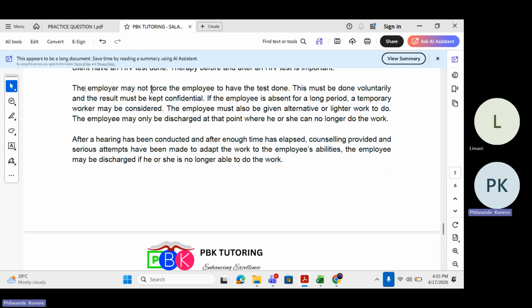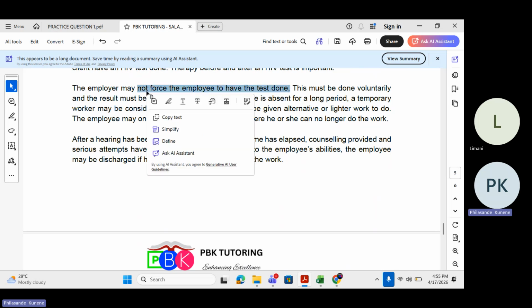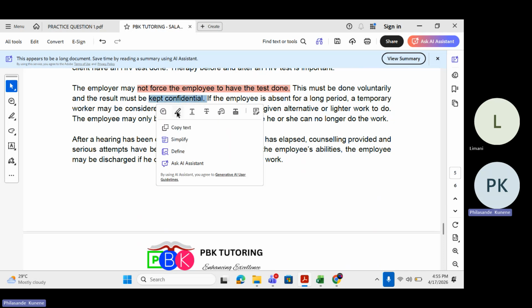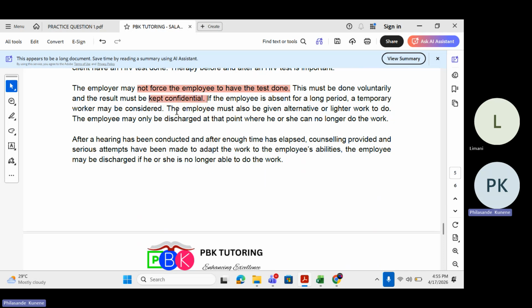The employer may not force the employee to have tests done. That is not allowed. This must be done voluntarily and the results must be kept confidential. If you are an employee, your employer has no right to force you to say, show me your HIV test results, or for any sickness, not just HIV only, anything, right? They have no right to see what your health conditions are. As an employee, you must be able to stand up for yourself and say, no, you don't have a right to see this. If you don't want to show it, you don't want to show it.